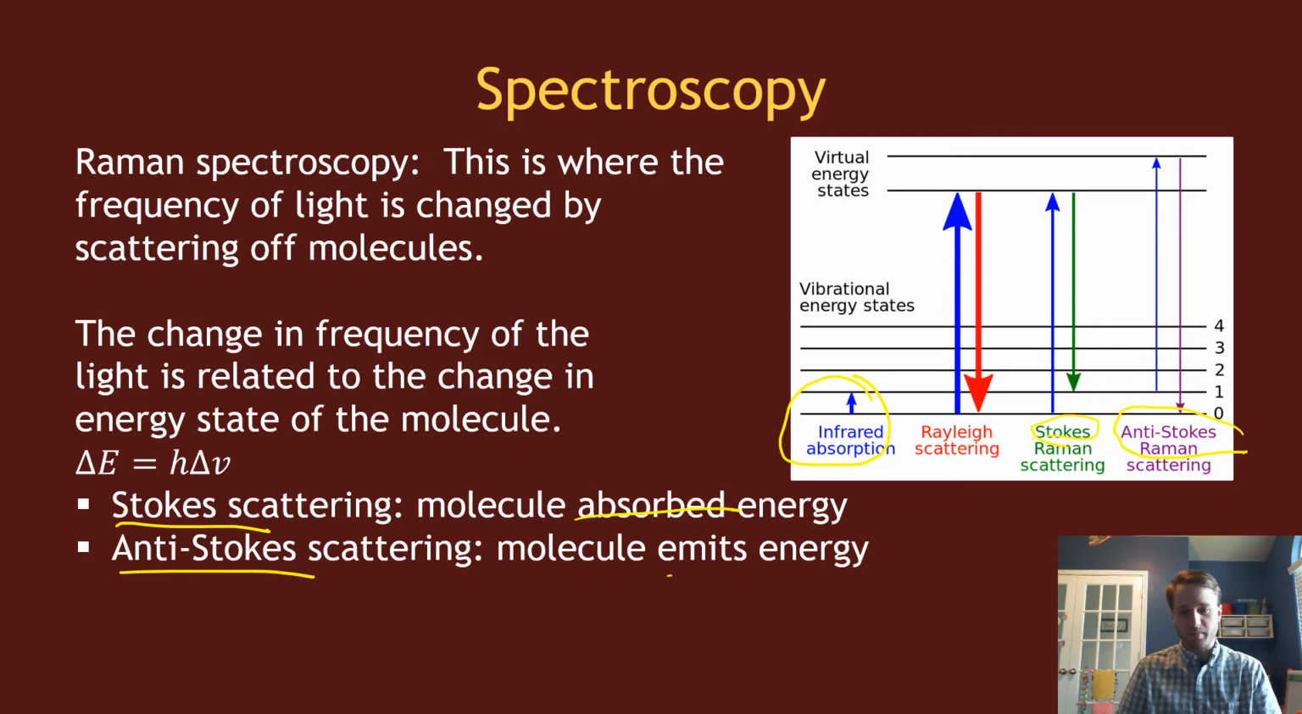Anti-Stokes, your molecule emits some amount of energy. So the main difference between Stokes and anti-Stokes Raman scattering or Raman spectroscopy, compared to absorption and emission spectroscopy, is purely that you have a photon before and after this kind of absorption or emission event. In Raman spectroscopy, this photon exists before and after. It's just its energy has changed due to the interaction with this molecule. Okay.